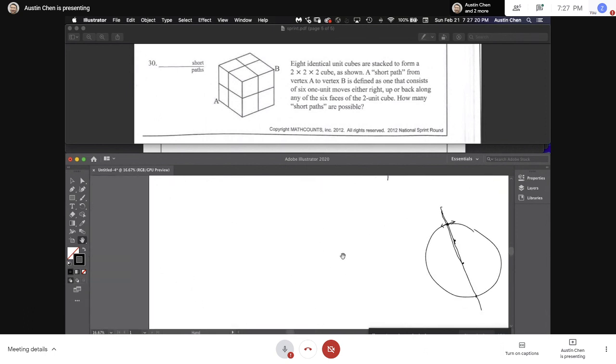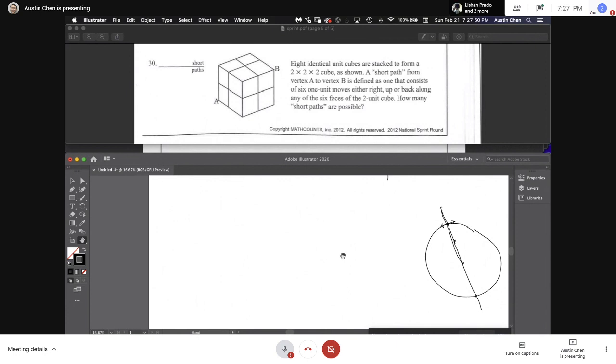Last question on our sprint. 8 identical unit cubes are stacked to form a 2 by 2 by 2 cube as shown. A short path from vertex A to vertex B is defined as one that consists of 6 one-unit moves either right, up, or back along any of the 6 faces of the 2-unit cube. How many short paths are possible?